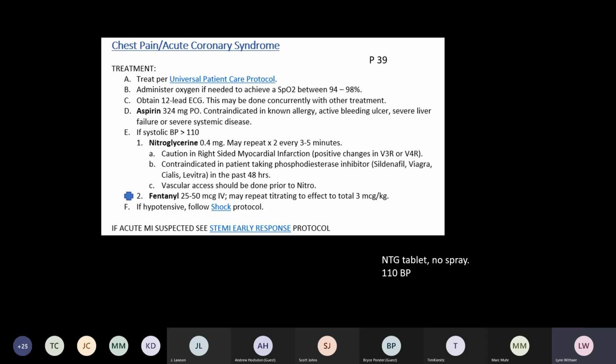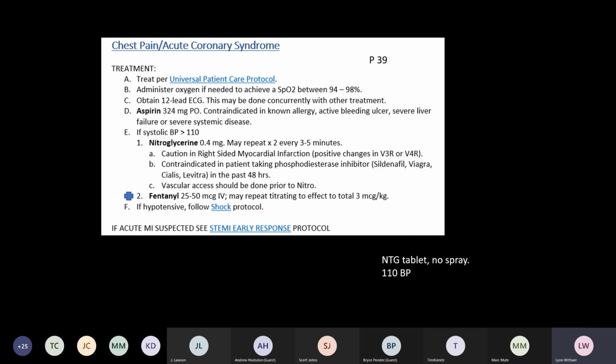So in chest pain, acute coronary syndrome, administer oxygen if needed, if they're less than 94%, obtain a 12 lead and do this concurrently with the treatment. Our goal with ACS is to get a 12 lead in less than 10 minutes of your arrival at patient side. Aspirin 324, nitroglycerin 0.4 milligram. Now, I know many of you still have the nitro sprays.